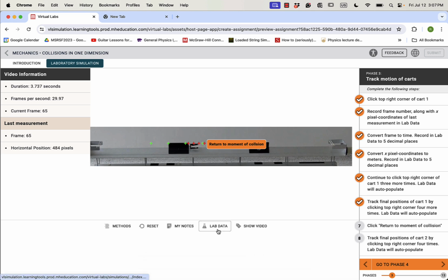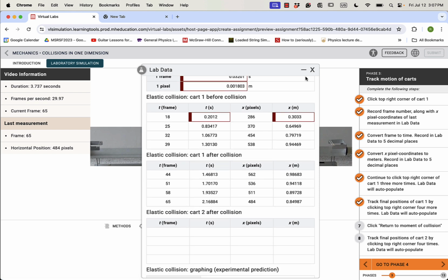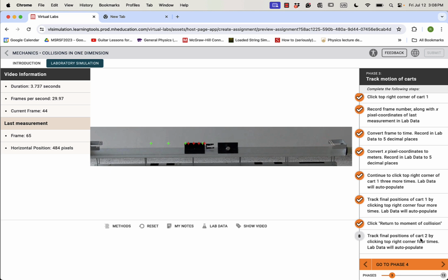Okay, so now you should have the lab data for after collision. And now we need to return back to the moment of collision. So let's see what it is asking. Track the final position of cart 2 by clicking the top right corner 4 times. So we are looking for the position of this one after collision. So before collision, its momentum is 0 because it's sitting at rest. Now for after collision, so let's click here. That's the first one, that's the second one, third one, fourth one.